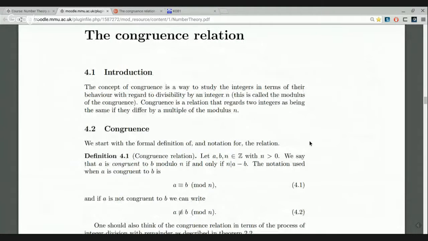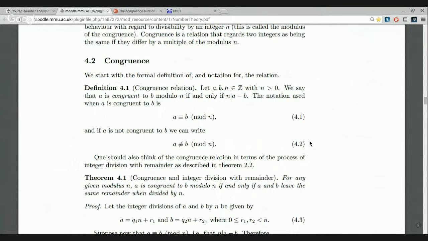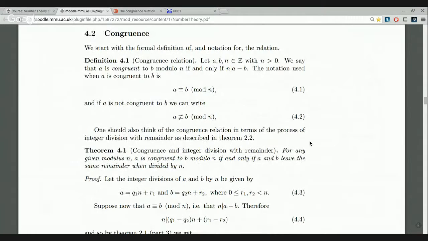And I like to think about it as reducing the infinite number of integers down to some finite collection of congruence classes. That's the terminology we're going to use. Okay. So let's get into it. Here's the formal definition to begin with.